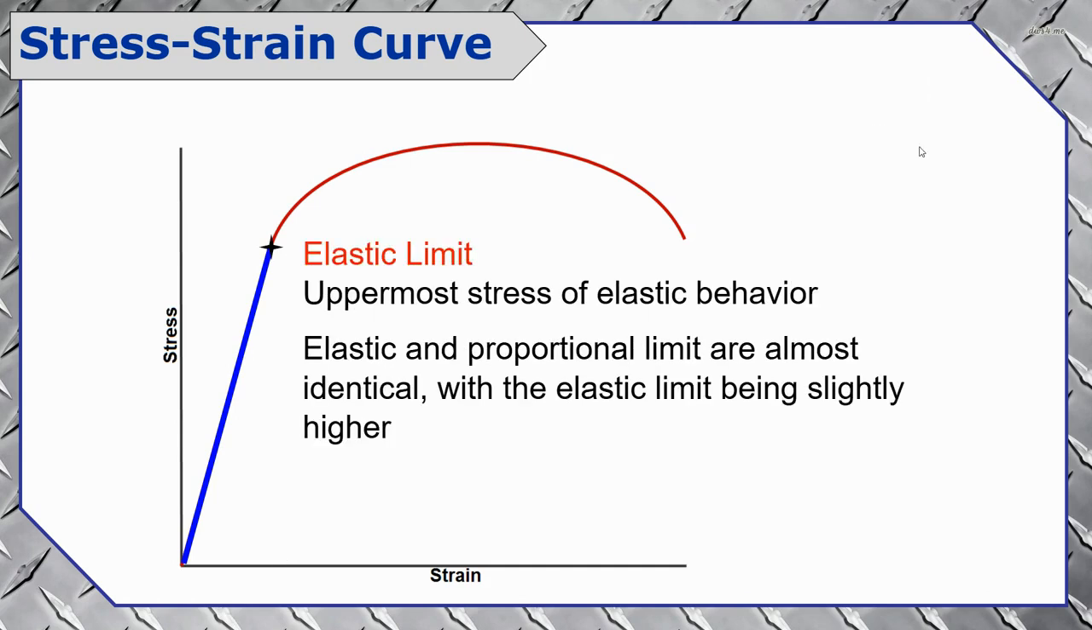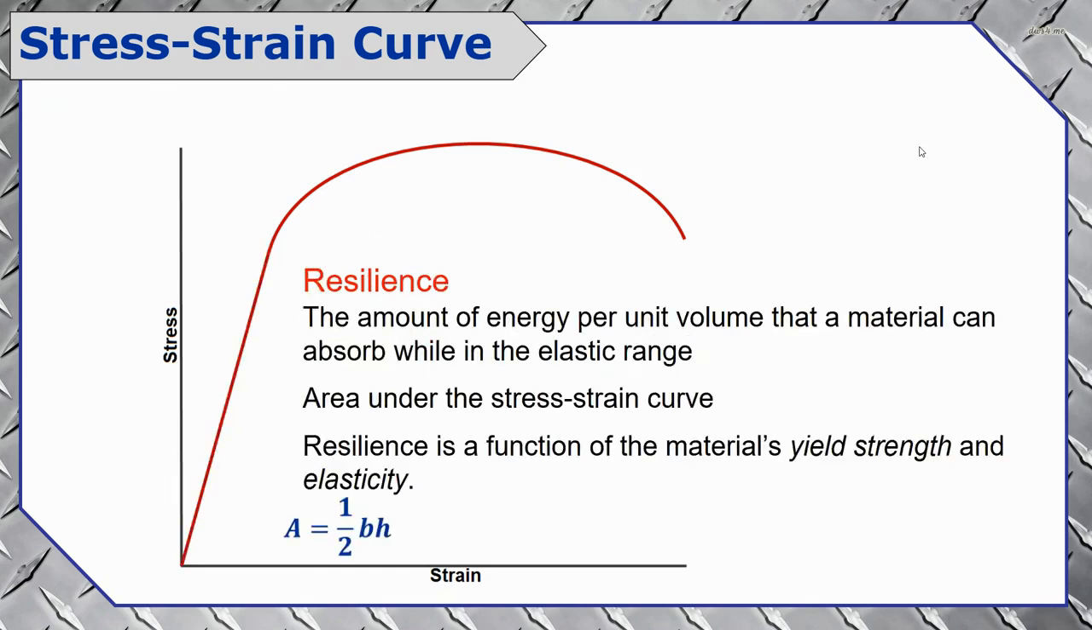Again, at the top of this line where the proportional relationship ends, that's known as our elastic limit. Beyond this point, any stress that's applied is going to start to have a larger and permanent effect on the length of the sample. This region of the curve also helps us understand a concept called resilience. Resilience is the amount of energy per unit volume that a material can absorb while in the elastic range. In other words, this is how much energy a piece of material can absorb before it deforms permanently.